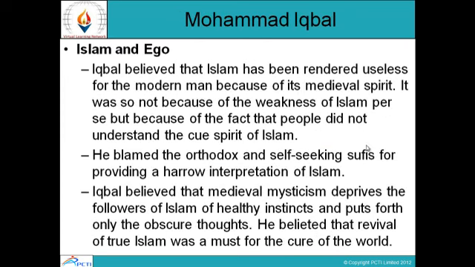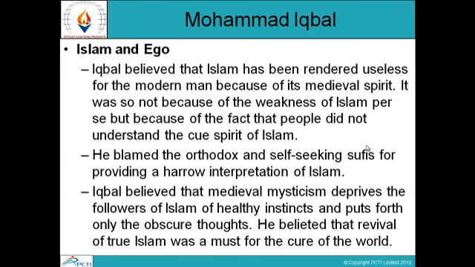Mohammad Iqbal, Islam and ego. Iqbal believed that Islam has been rendered useless for the modern man because of its medieval spirit, a spirit which was ancient, which was old. It was so not because of the weakness of Islam per se, but because people did not understand the true spirit of Islam, the basic understanding of the religion of Islam. That is why it has been considered useless because of its medieval spirit.